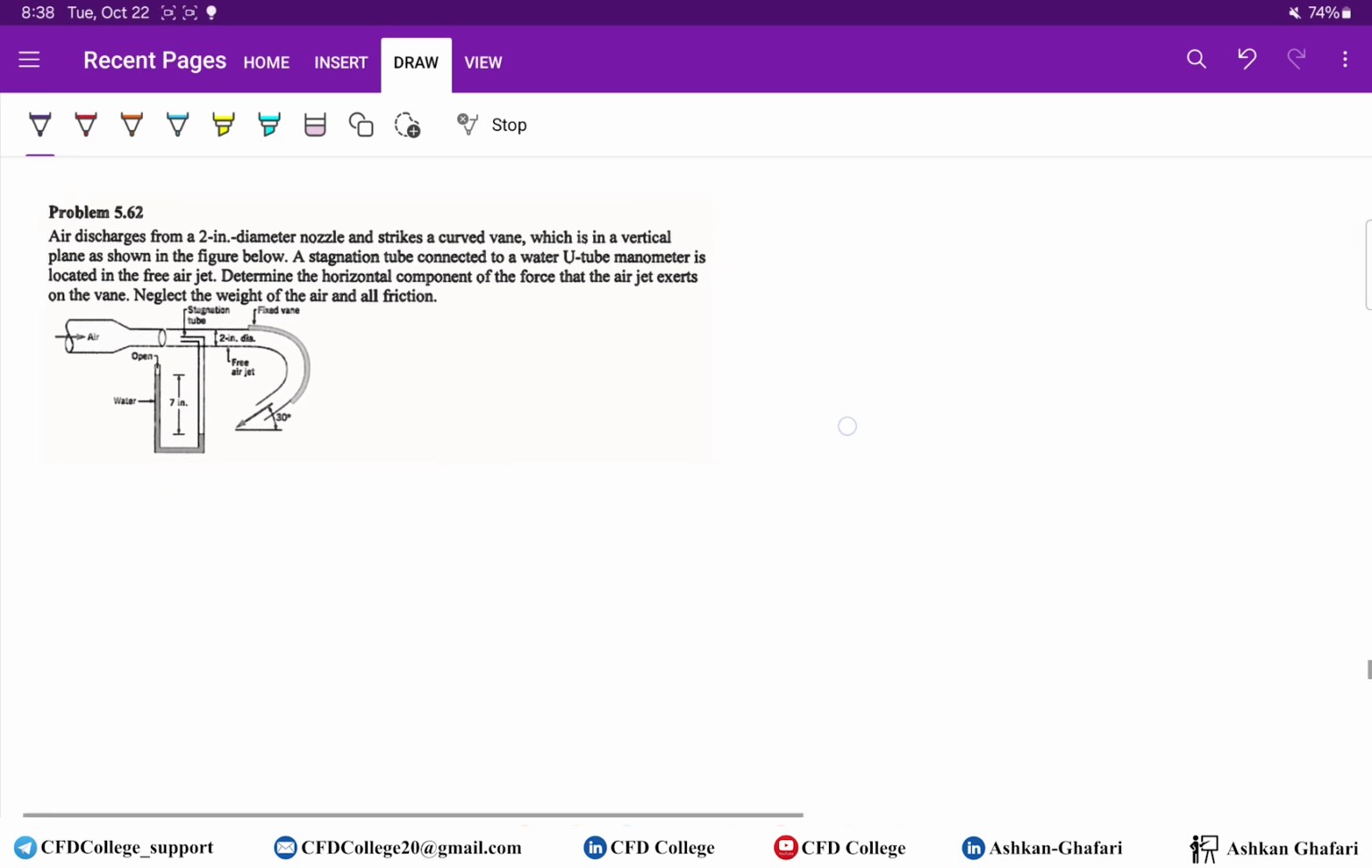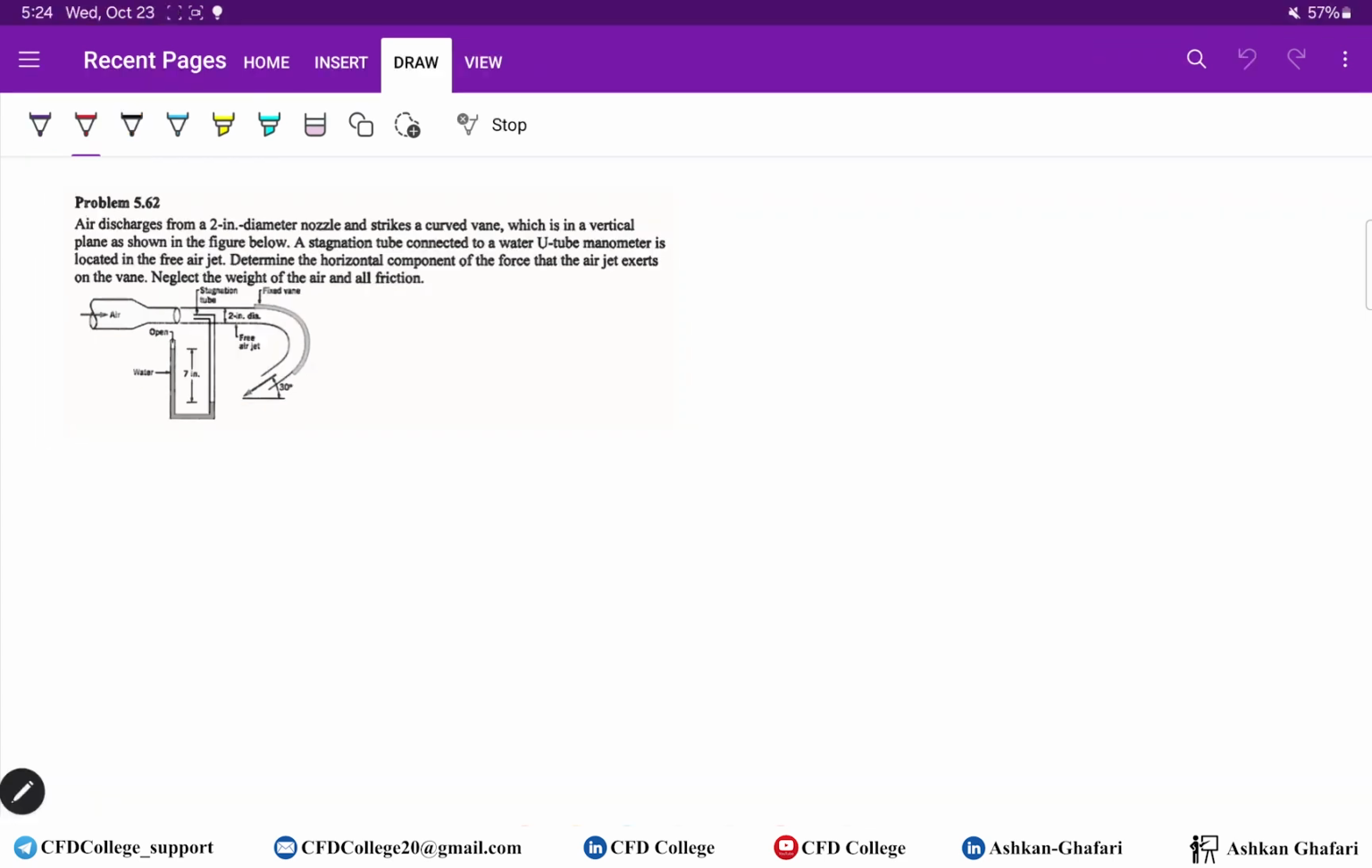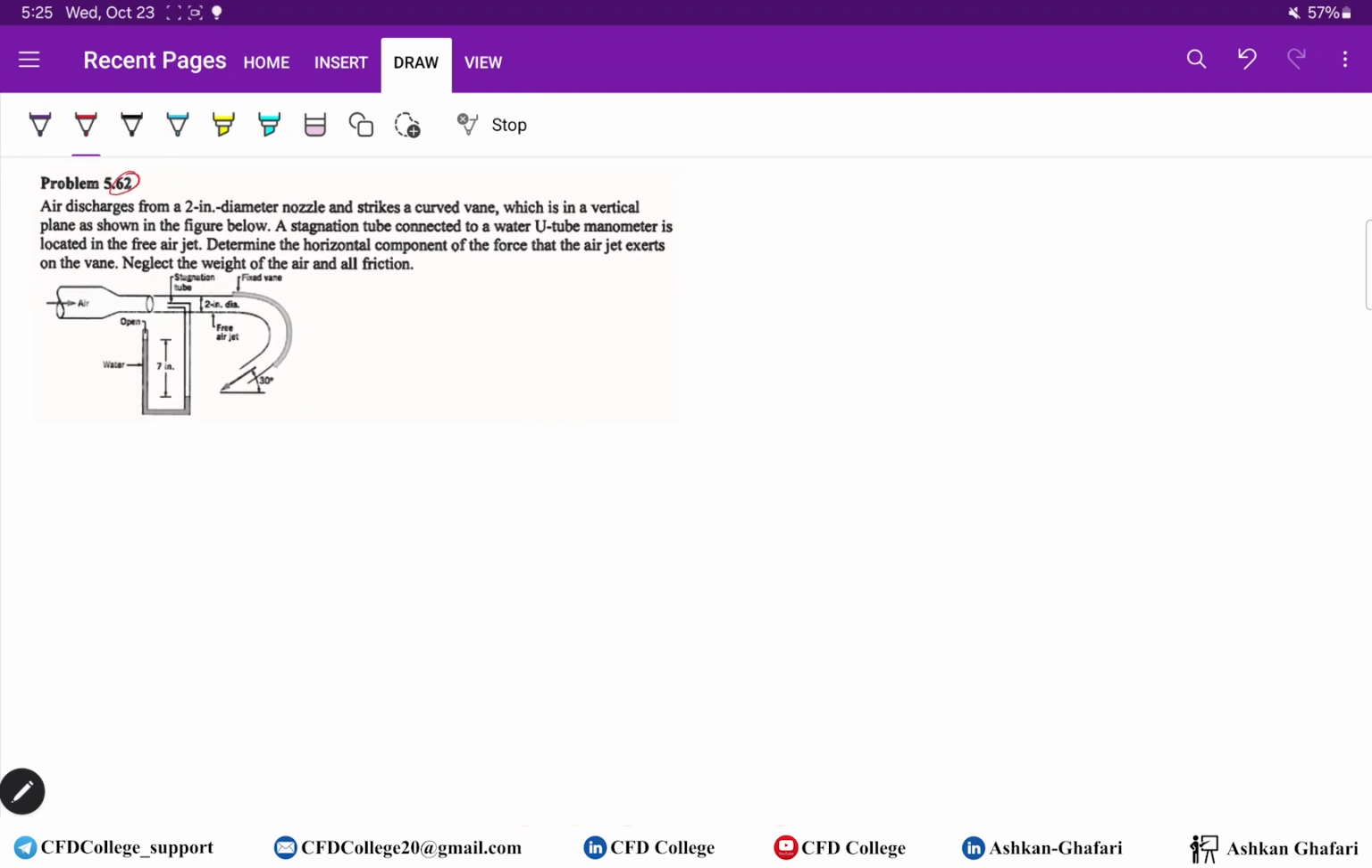Okay, next question. Problem number 62 of chapter 5. Air discharges from a 2-inch diameter nozzle. So here we have a 2-inch diameter nozzle, so the jet diameter is 2 inches.